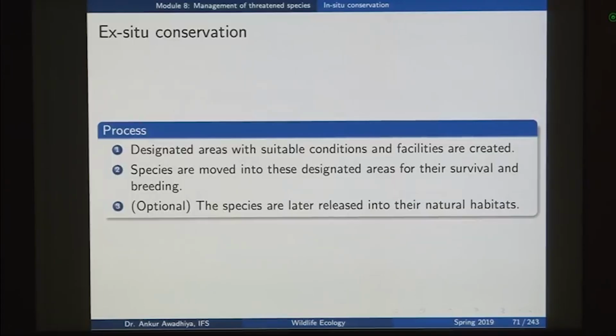So, all these facilities are created, and once you have these facilities, the species are moved into these designated areas for their survival and breeding. In a number of areas, you also do captive breeding of these animals. And then the third stage is optional, when the species are later released into their natural habitats. So, that is the ex situ conservation.